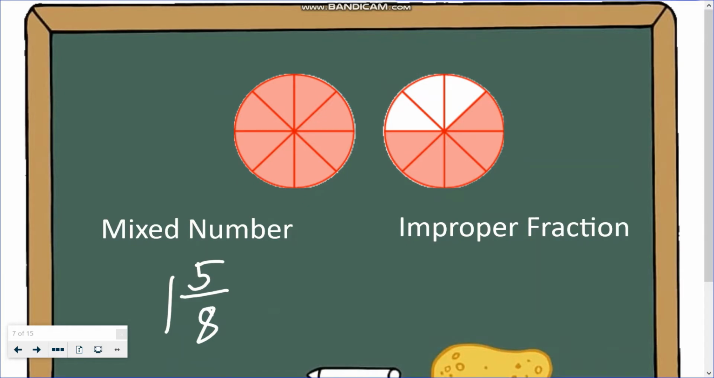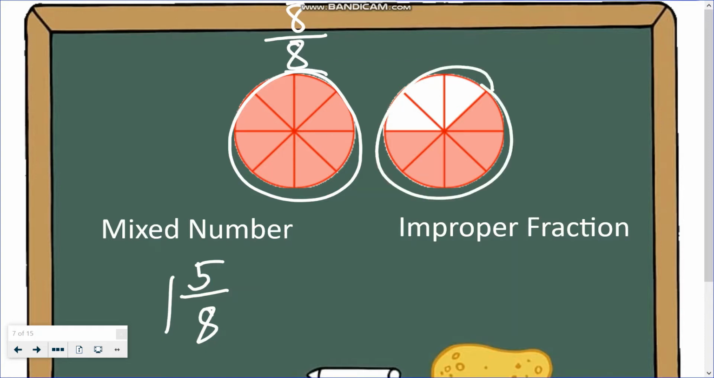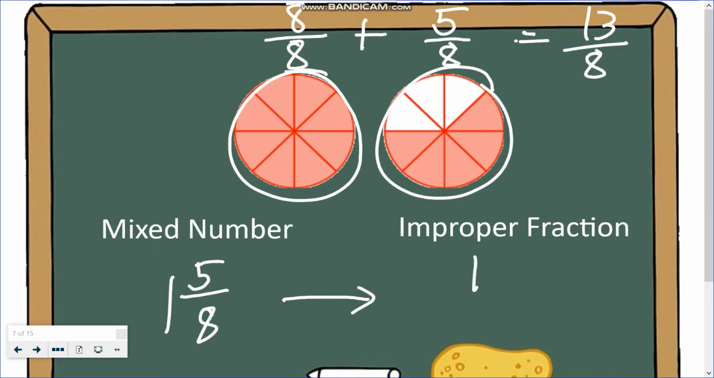Now let's relate this mixed number to an improper fraction. In order for us to do that, we have to change the whole number parts into fraction parts. So this 1 whole is also the same as 8/8. Now this fraction is equal to 5/8. Let's add all the colored parts. 8 plus 5 is equal to 13. And then just copy the denominator. So 1 and 5/8 is equivalent to 13/8.